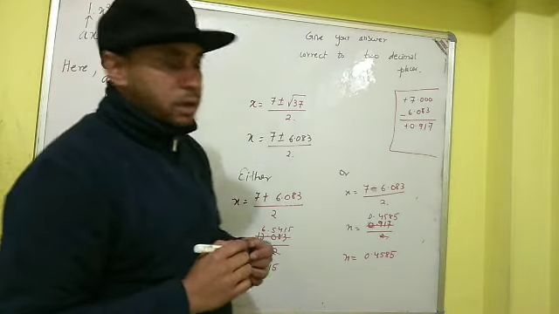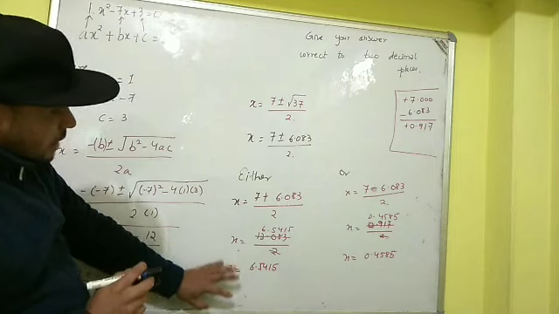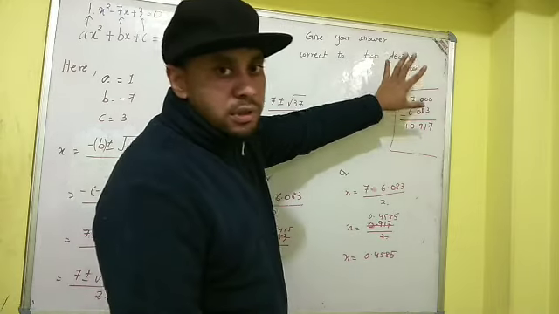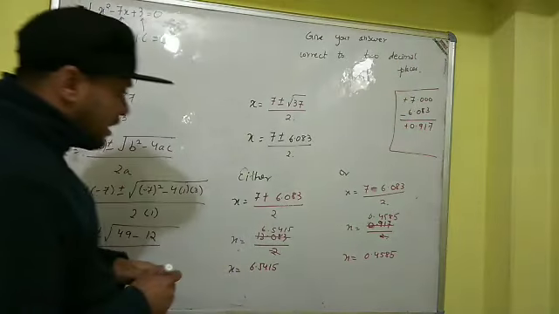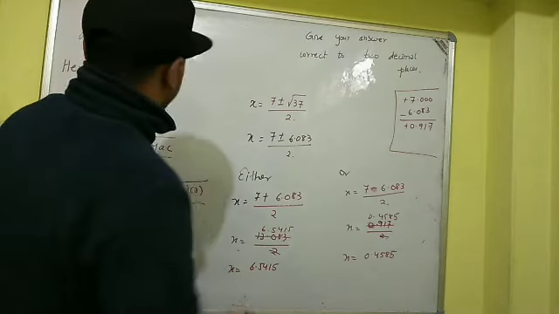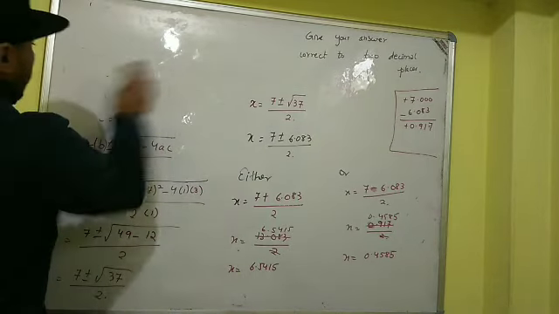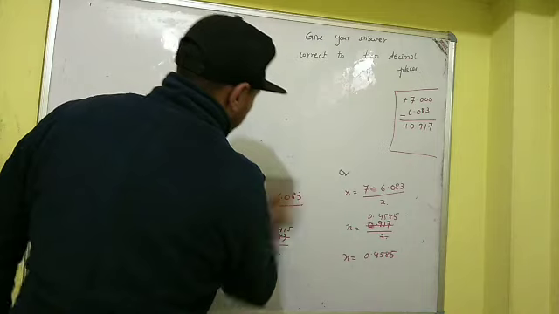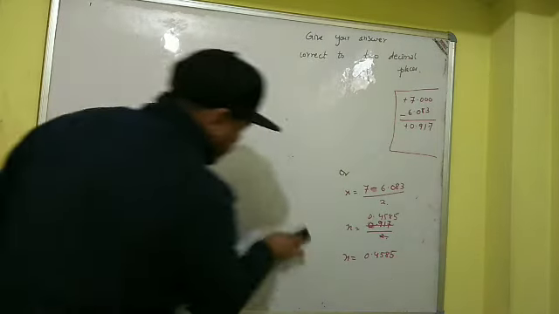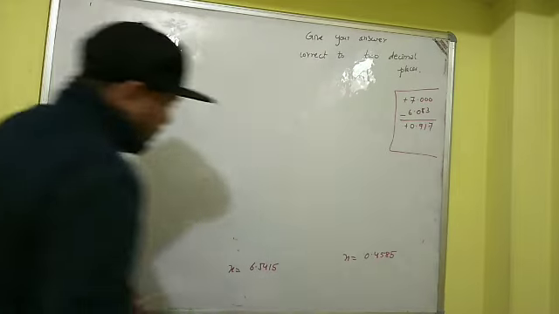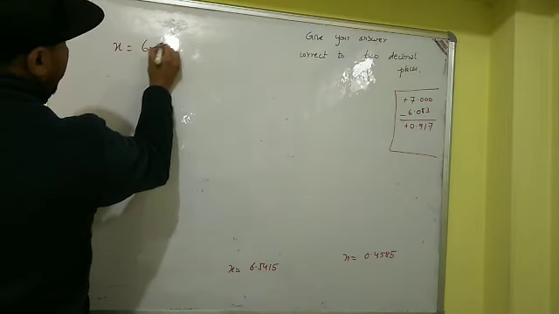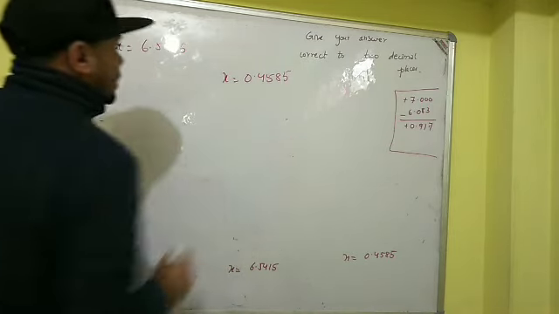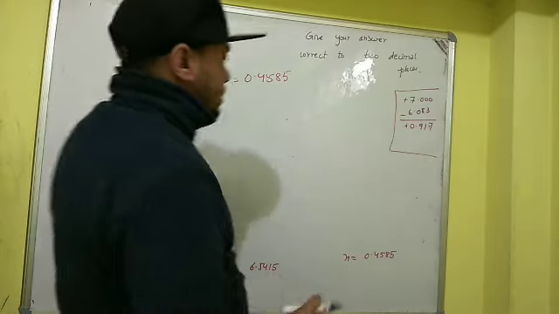Now is the most important thing. We have solved the values of x, but we have to write the answer correct to 2 decimal places. So what does it mean? Let me rub this one. So far we got 2 answers, that is x is equal to 6.5415 and x is equal to 0.4585.